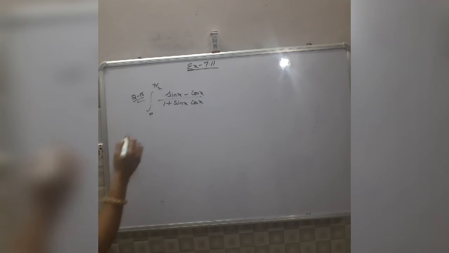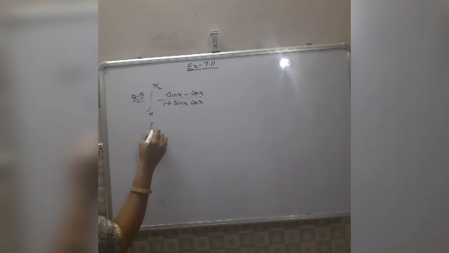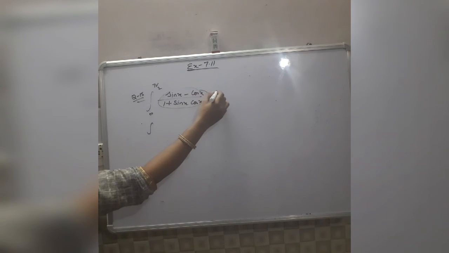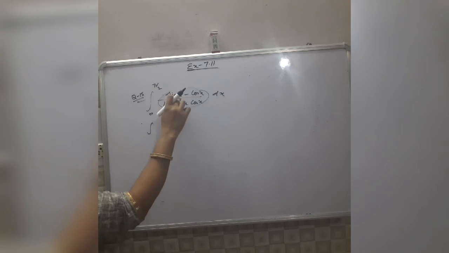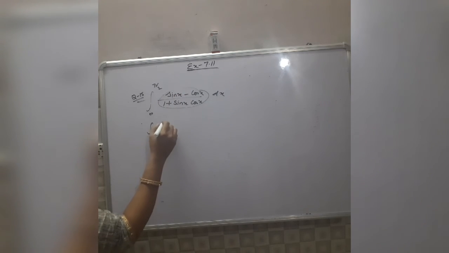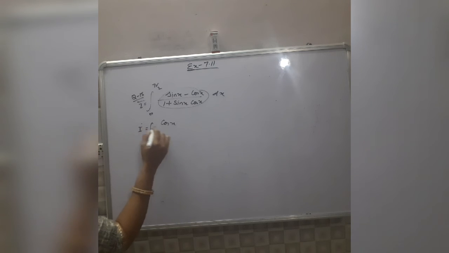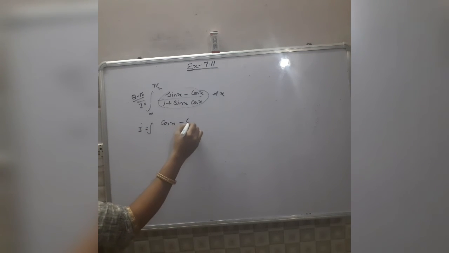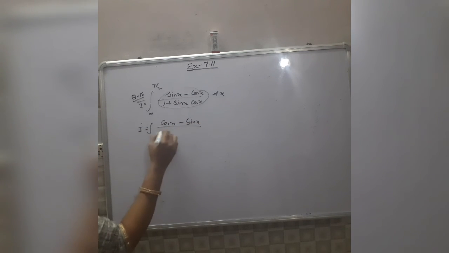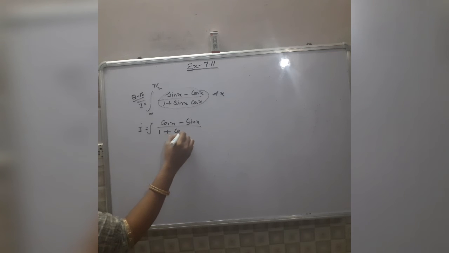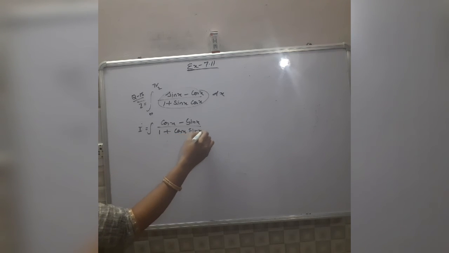In this case, by using the property, this f of x function can be written as f of a minus x, meaning in place of x write 90 minus theta. This is the value of I, this also gives you I. Sine is changed into cos, cos is changed into sine, and in the denominator also, in place of cos write sine, in place of sine write cos.